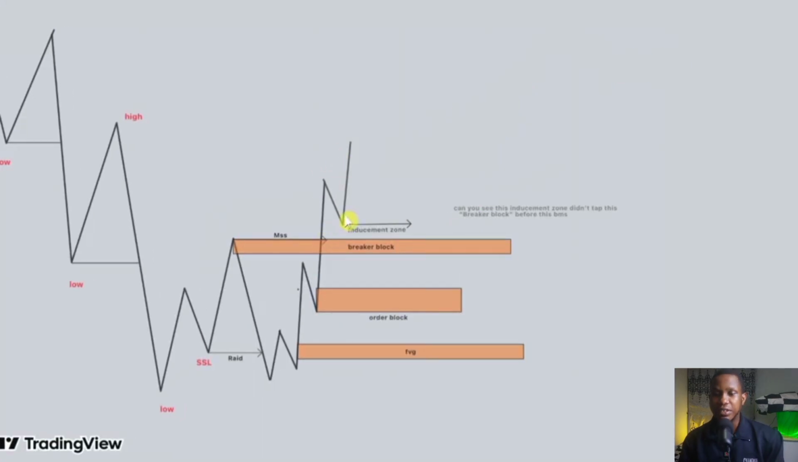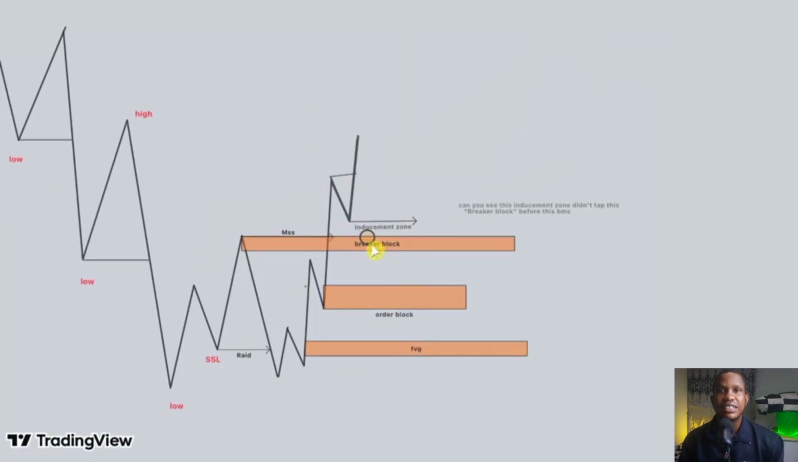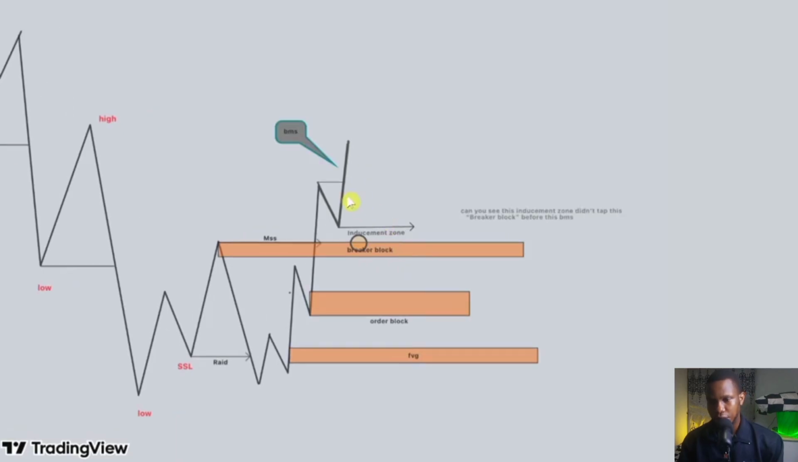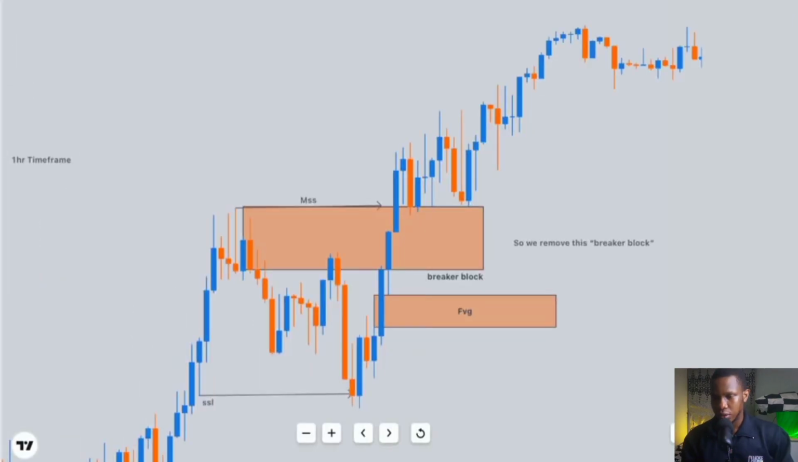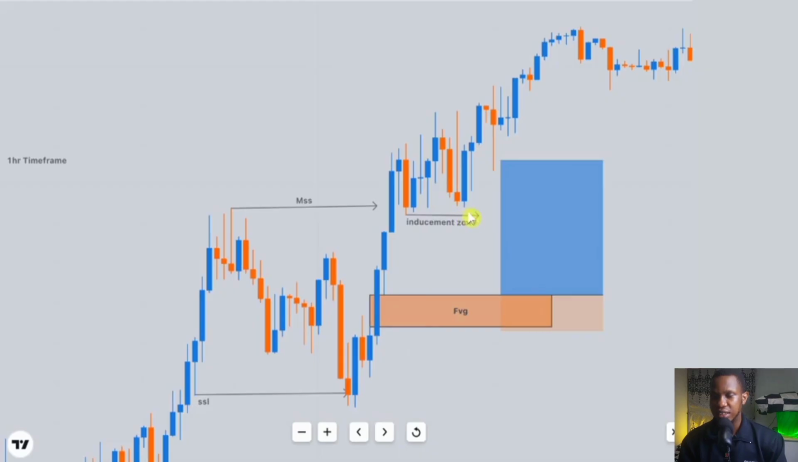Now can you see this inducement zone didn't tap this breaker block right here before breaking market structure to the upside. Please don't skip any part of these rules. Amateur traders always focus on making money, the next setup, but professional traders focus on protecting the money they have. So always add to this. So I'm going to remove this breaker block and mark out my inducement zone as this. The zone that is closest to this inducement zone is my fair value gap right here.